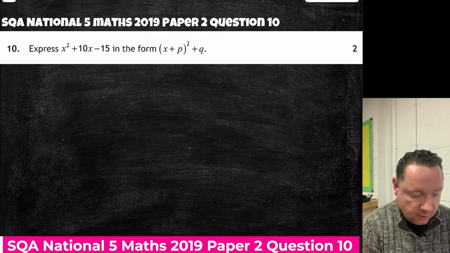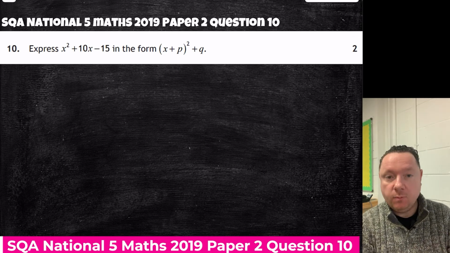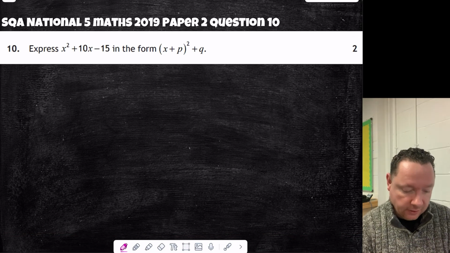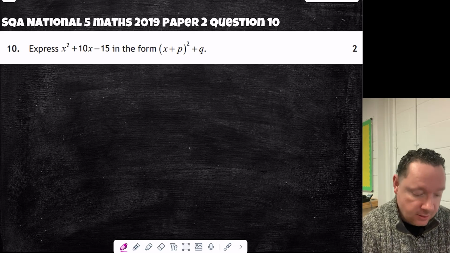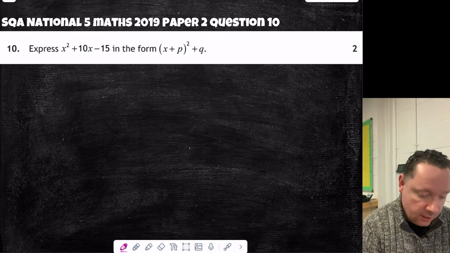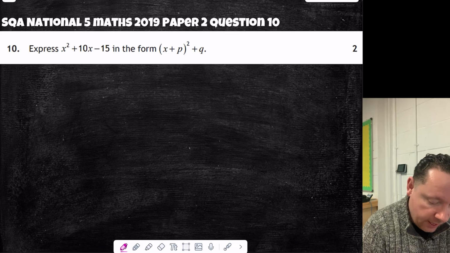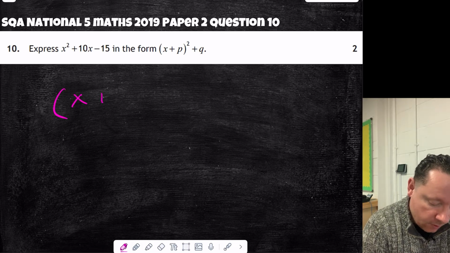National 5 Maths 2019, Paper 2, Question 10. Express x squared plus 10x minus 15 in the form x plus p squared plus q. So this is called completing the square. If you ever see it in this form, that's what it is. And there's a simple way to do this. You half the middle term. So the middle term is 10. So I write x plus 5 squared.